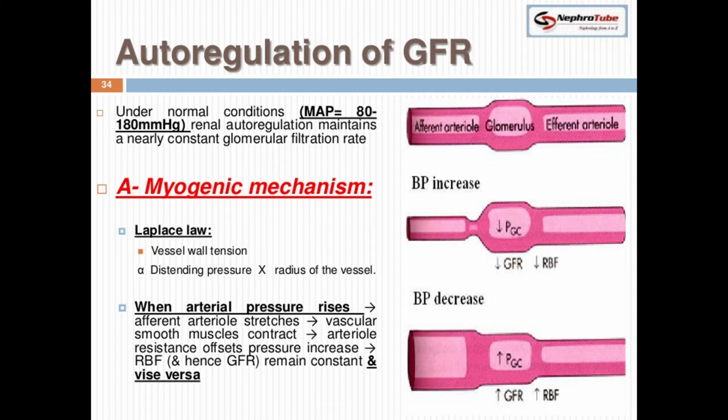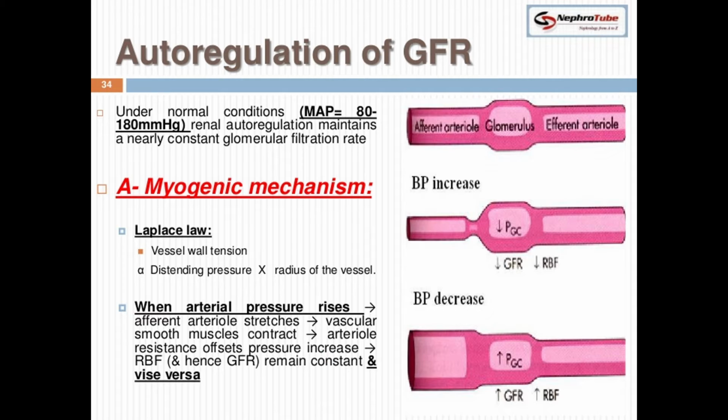So when there is excessive, or you can say high, blood pressure, the afferent arteriole stretches and the smooth muscle present within it, the vascular muscle, shows contraction in response to that stretch. And with this contraction, the arteriole resistance offsets the pressure, in case that it is going to neutralize the pressure which is increased. Again, try to understand this one.